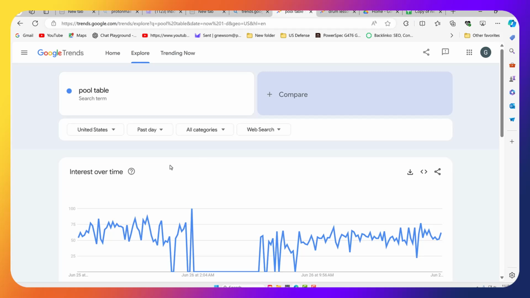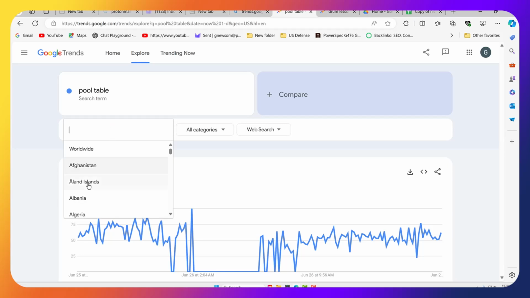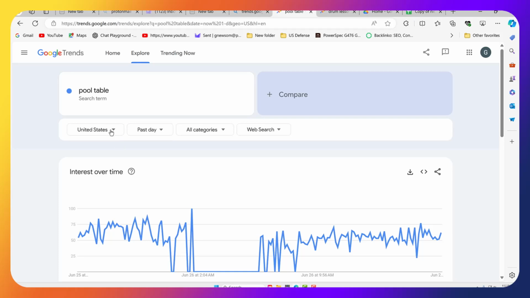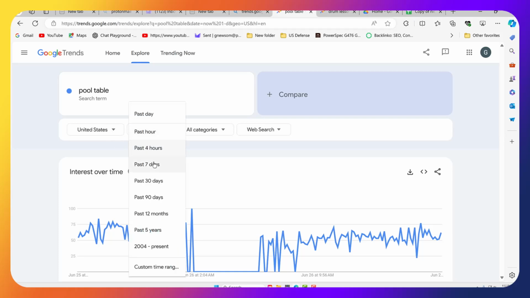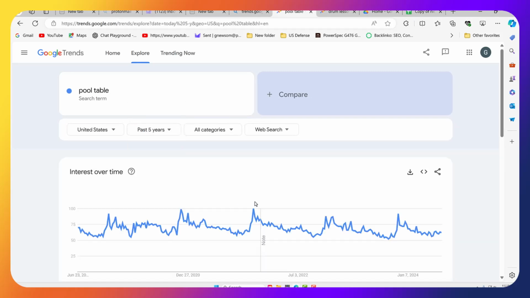what this is going to show us here, and if you're in a different country than the United States, you want to make sure you pick the right place you want to sell to or you're curious about. So I'm picking the United States, and it's showing past day. What we really want to do is look back, say, over a 5-year period and see how that's doing.